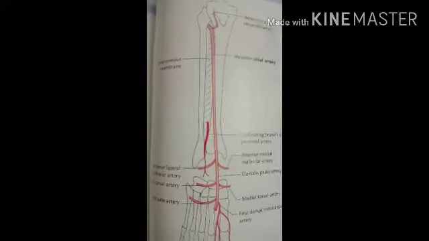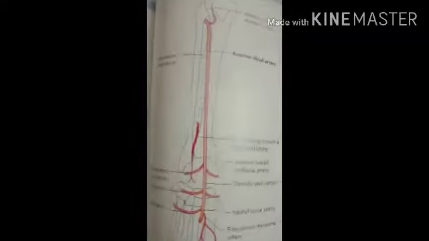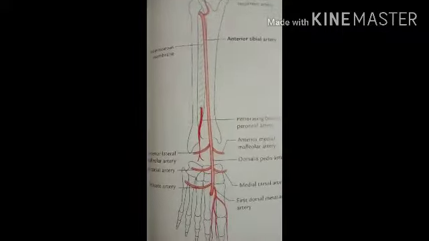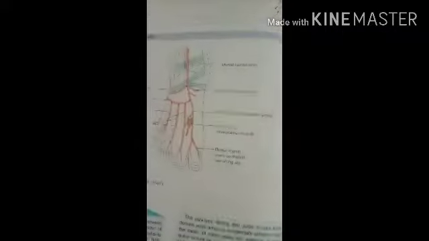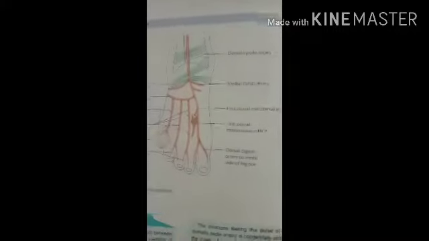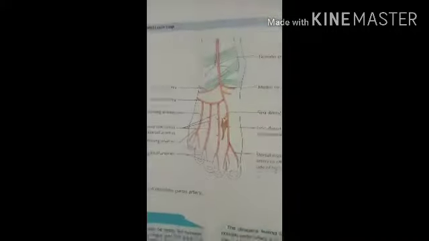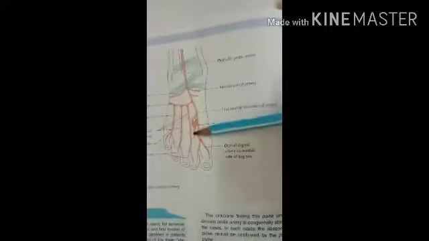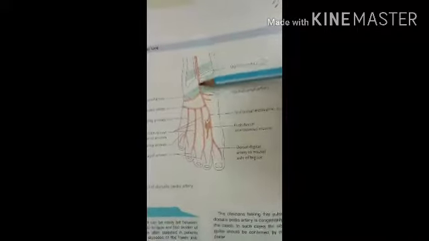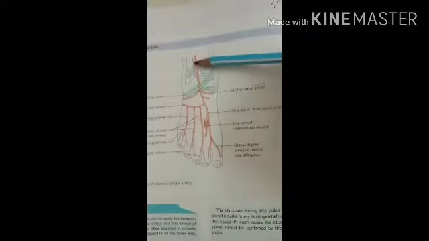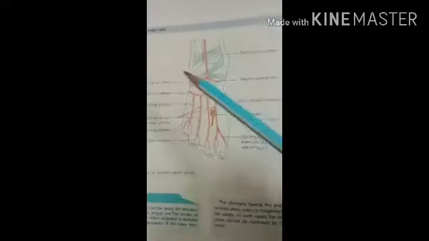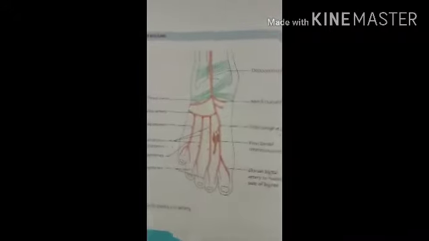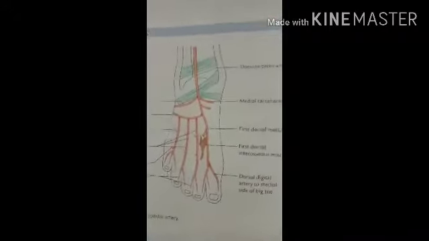After that we have to see the dorsalis pedis artery. For this we have to see another diagram. Here in this diagram you can see the dorsalis pedis artery, and these are the branches of the dorsalis pedis artery. So let's see the dorsalis pedis artery.